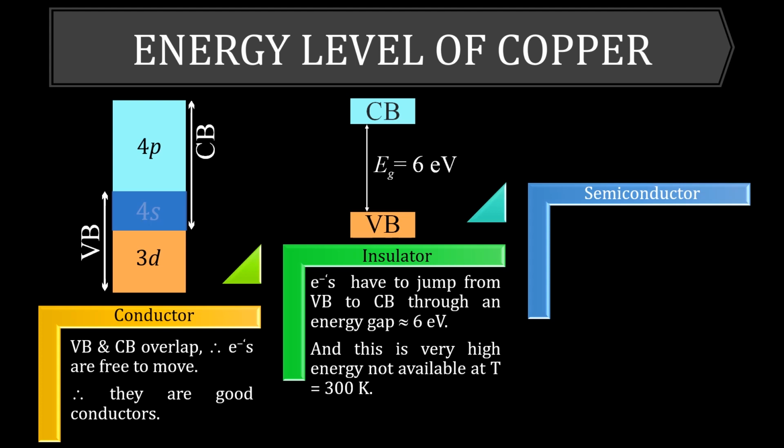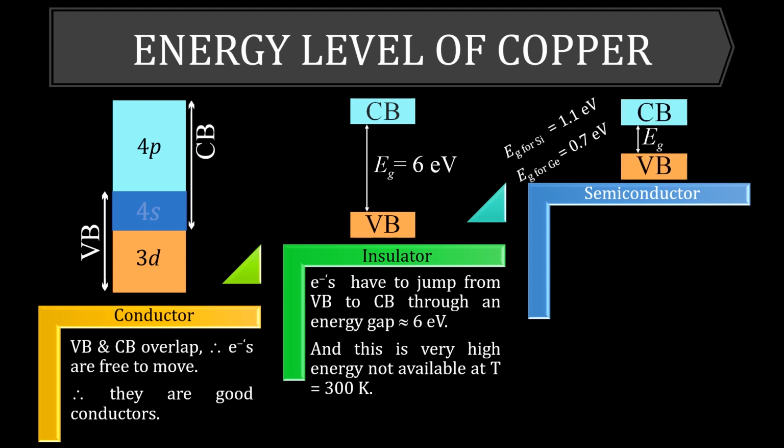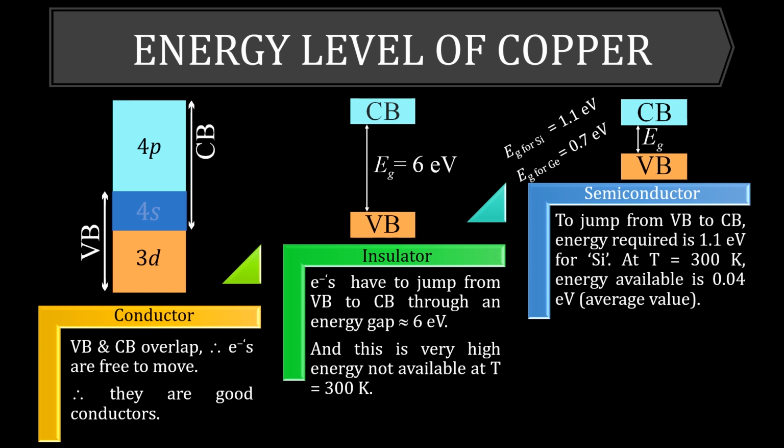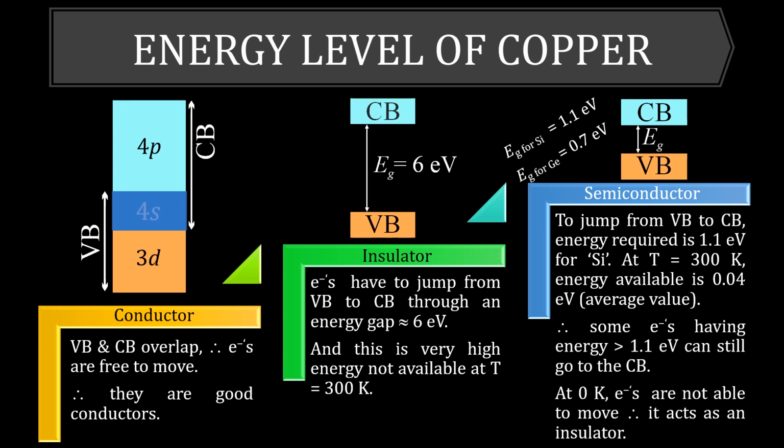Semiconductors. In semiconductors, this band gap is not very large. For silicon, it is of the order of 1.1 electron volt, and for germanium, it is 0.7 electron volt. Now, to jump from valence band to conduction band, the energy required is 1.1 electron volt for silicon. And at room temperature, we have only 0.04 electron volt. But we remember, this is just an average value. Thus, there will be some electrons which will have energy more than 1.1 electron volt, and such an electron can easily climb up from the valence band of silicon to the conduction band of silicon. But at the same time, we should understand that at 0 Kelvin, the electrons will have no energy, so the same semiconductor will behave as an insulator.